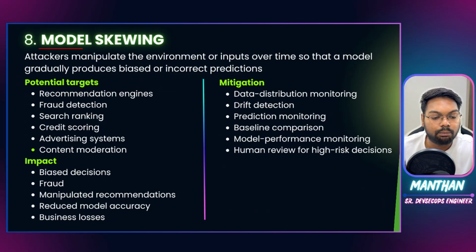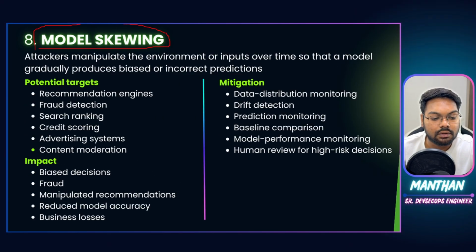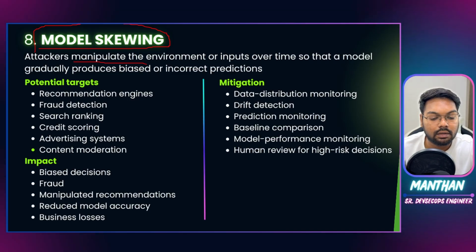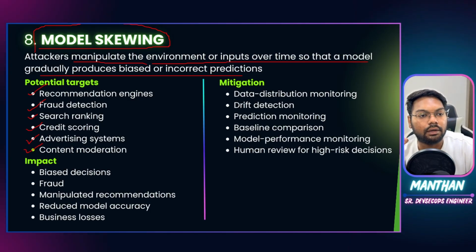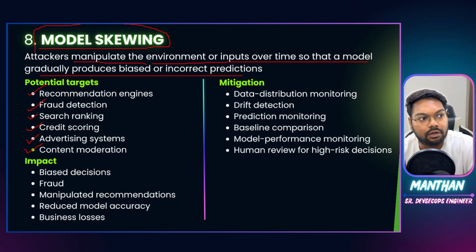Then comes model skewing, where an attacker manipulates the environment or inputs over time so that a model gradually produces biased or incorrect predictions. Examples are recommendation engines, fraud detection, search ranking, credit scoring, advertisement systems, and content moderation. These are a few things where someone could manipulate the training environment. The model's live environment could be manipulated to generate false recommendations.